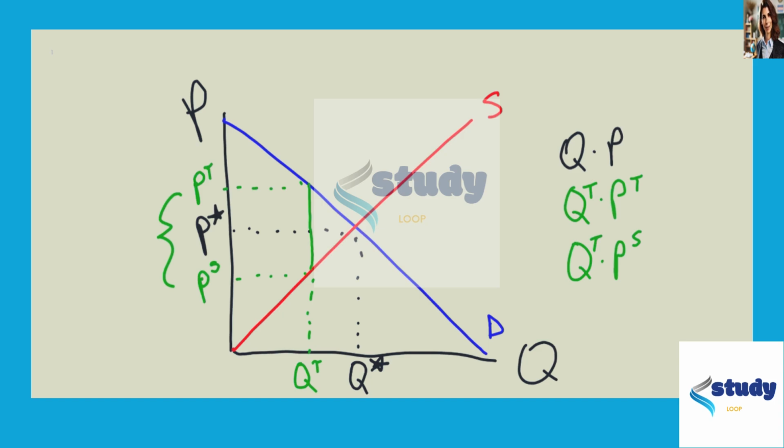If it's elastic, the reverse is true. A small change in price will cause a large change in quantity. So if you impose a tax when demand is elastic, the total spending by consumers falls. If you impose a tax when consumer demand is inelastic, the total spending by consumers rises.